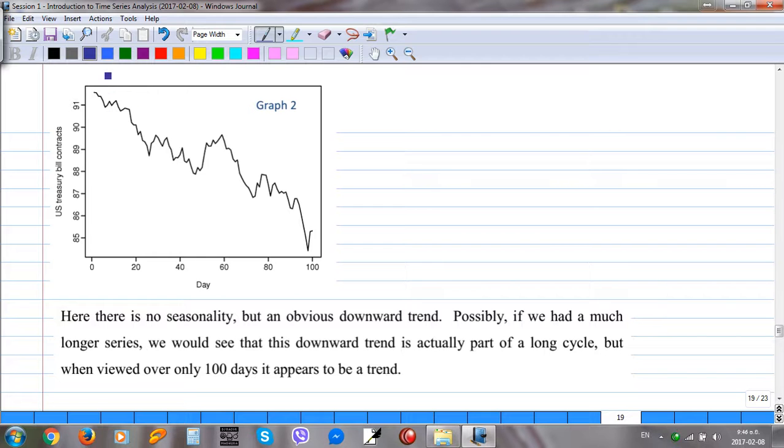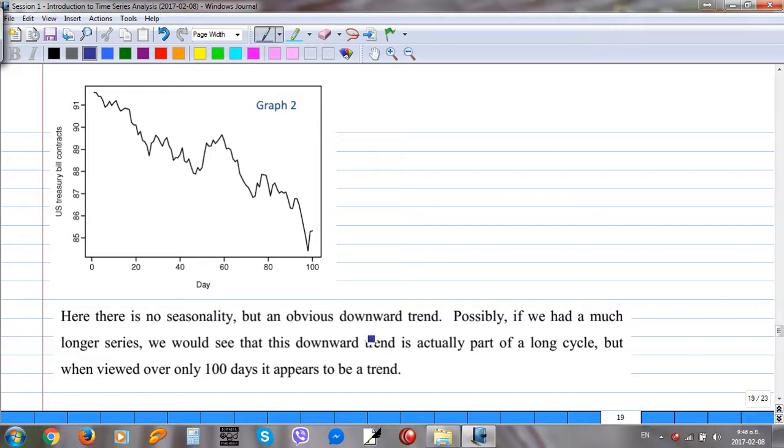Here, that is the company graph. There is a trend also, but there is no seasonality. You can see there is no seasonal variation, but an obvious downward trend. Here you can see the downward trend. Possibly if we had a much longer series, we would see that the downward trend is actually part of a long cycle, right?